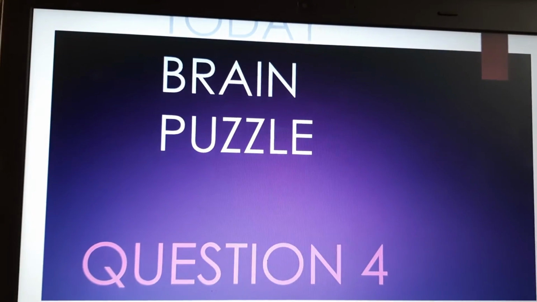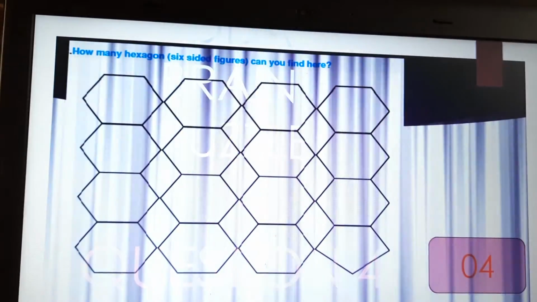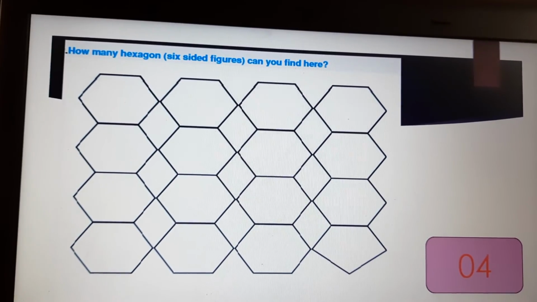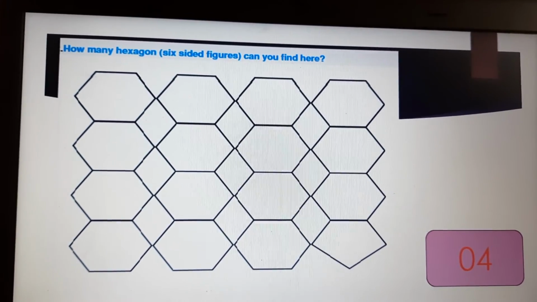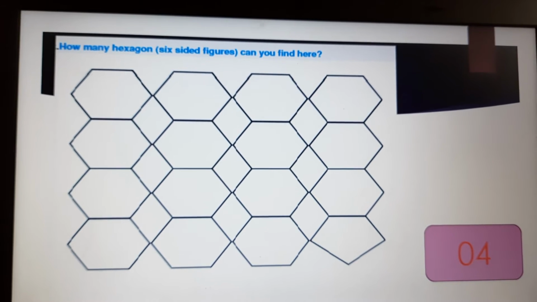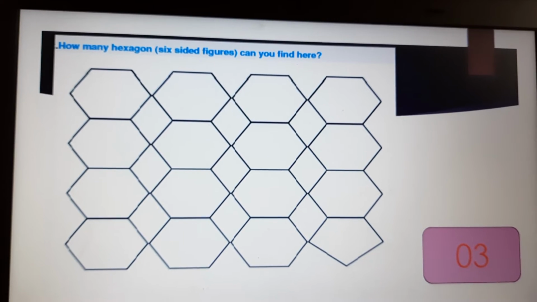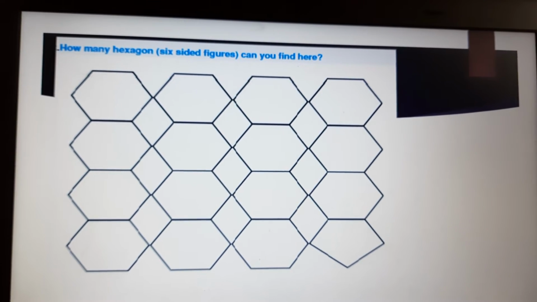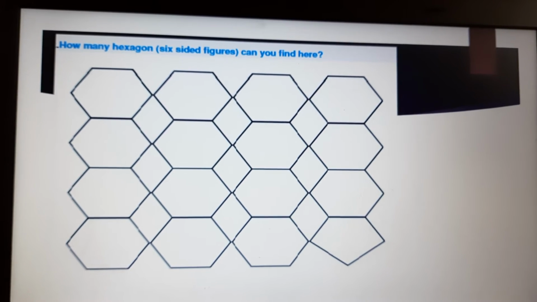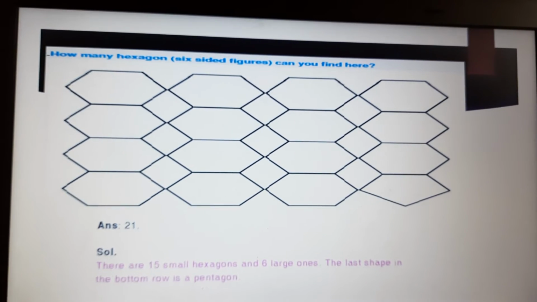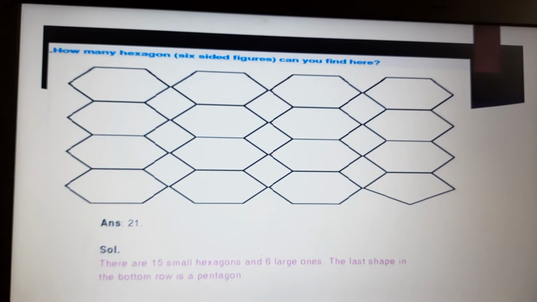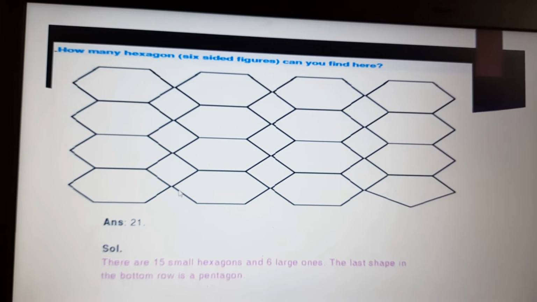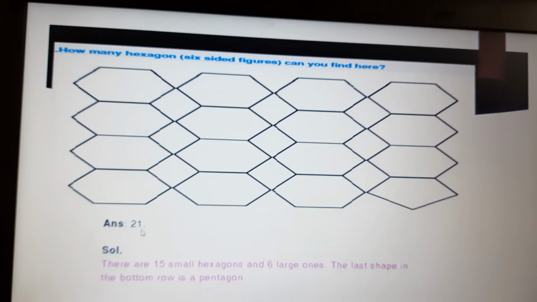Let's move on to our next puzzle. How many hexagons can you find in this image? Can you guess? Let's see the answer. So there are totally 15 small hexagons and 6 large hexagons. Totally 21. So let me explain this.